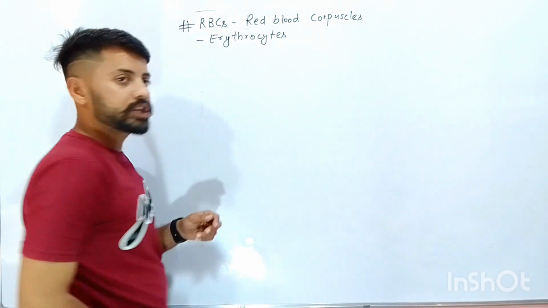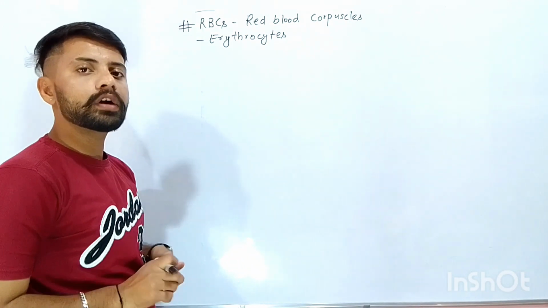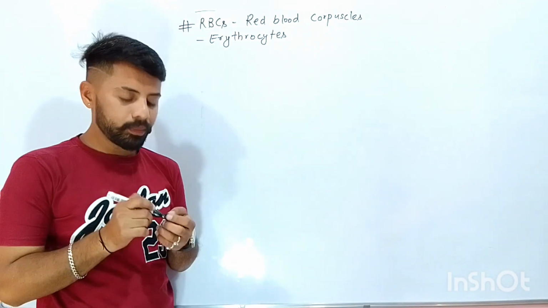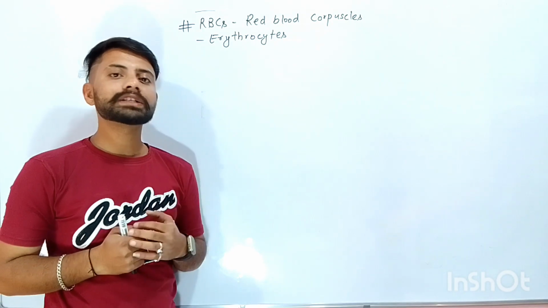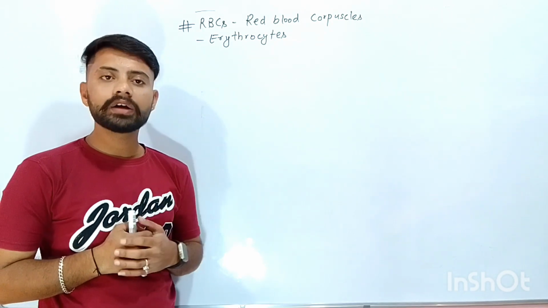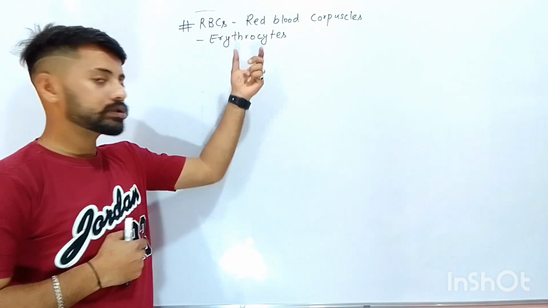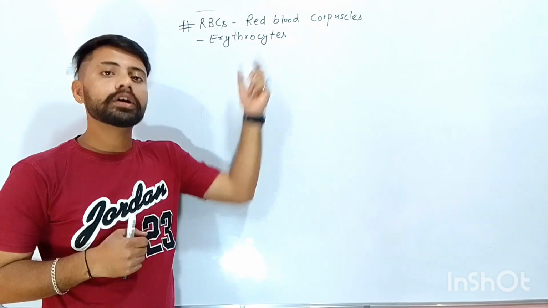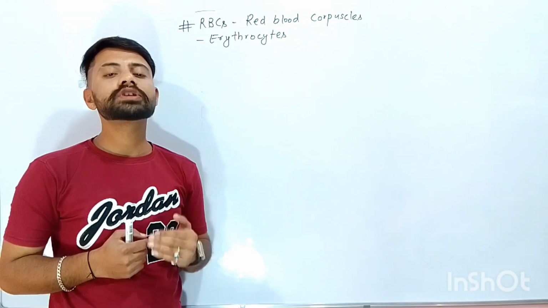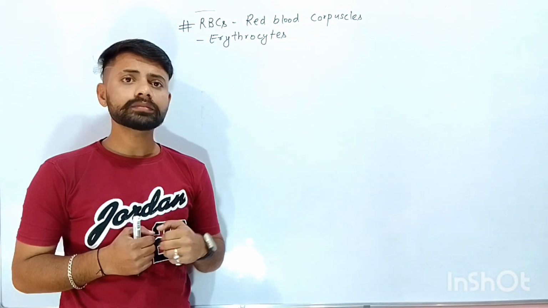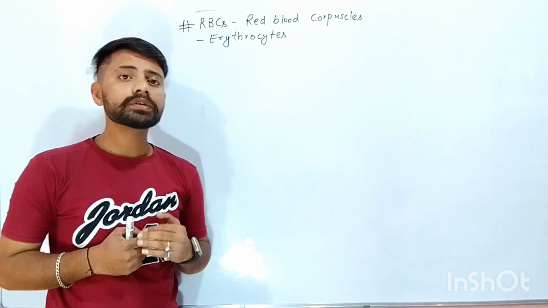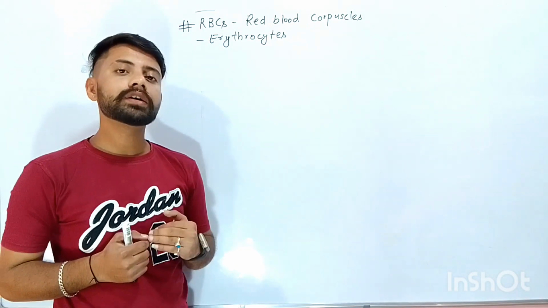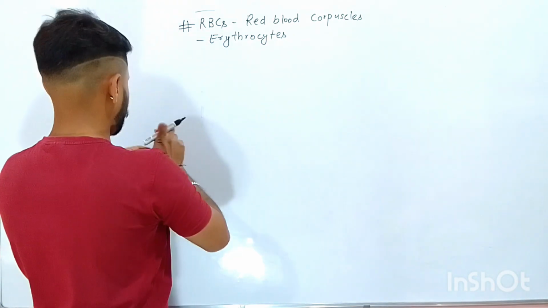When we talk of the shape of RBCs, it is different in other vertebrates and mammals. In other vertebrates like amphibians, reptiles, birds, the red blood corpuscles are spherical and nucleated. Nucleated means the cells which have the nucleus with them. Whereas in case of mammals, these are enucleated at maturity.